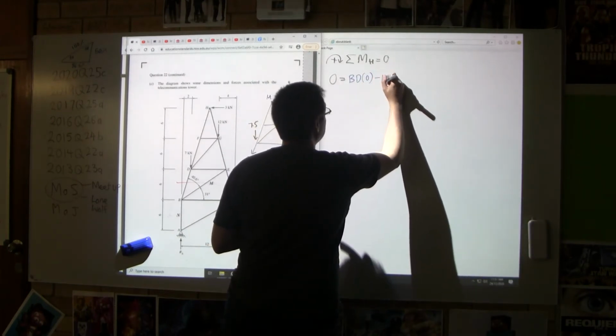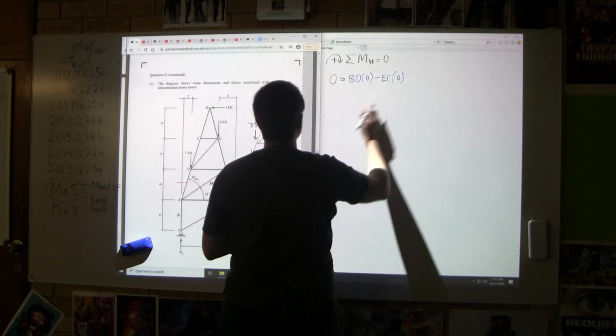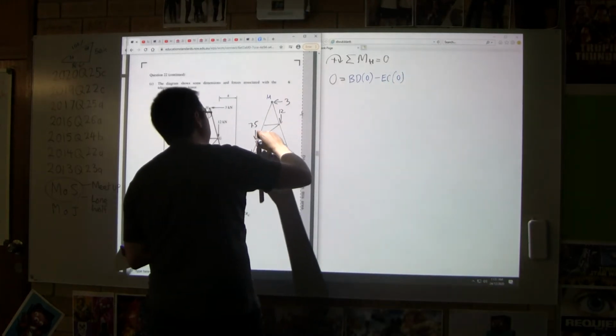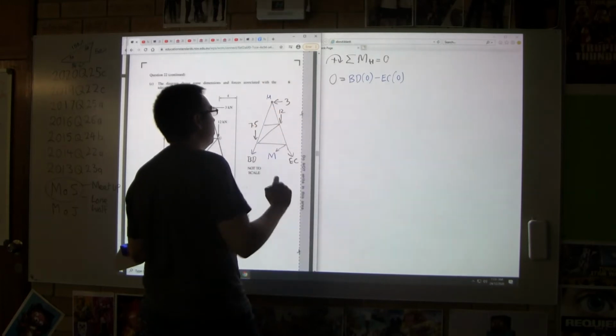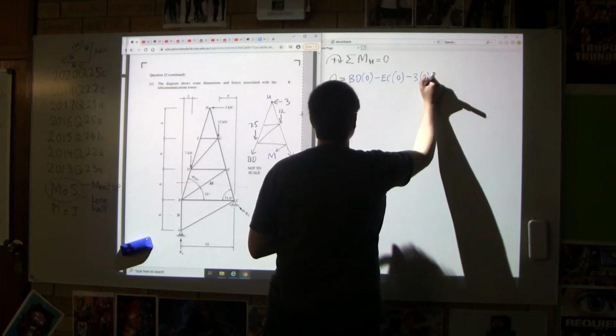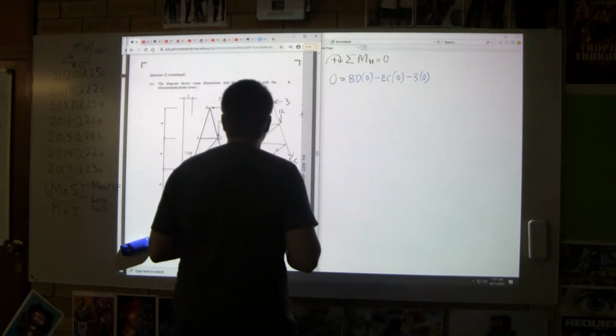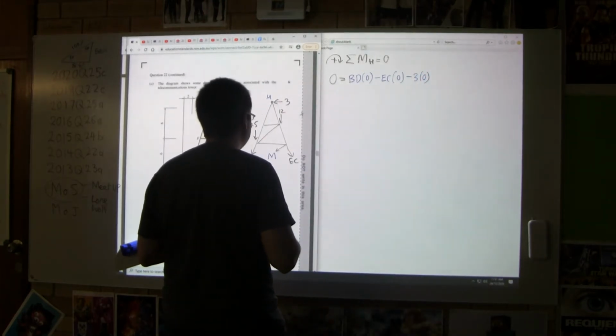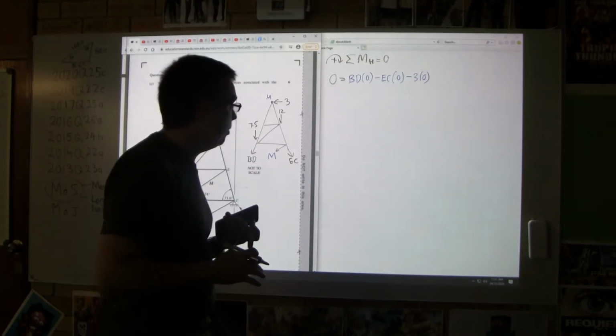And I've got EC brackets 0 again because it passes. This force passes through H, and this one passes through H. So I also have 3 times 0, because that passes through H. Now the question is, this question will get more difficult from here.